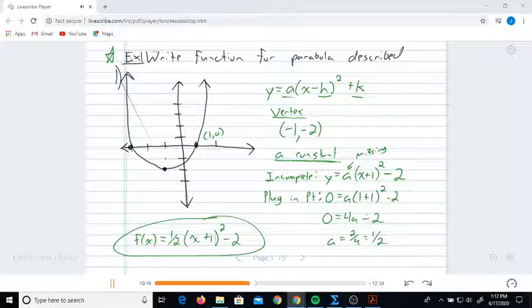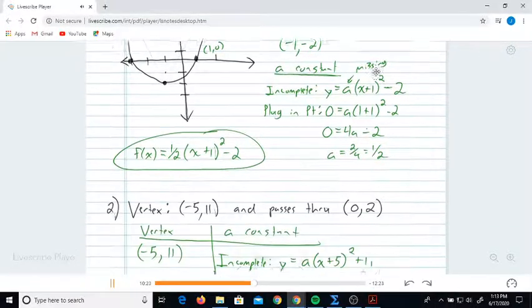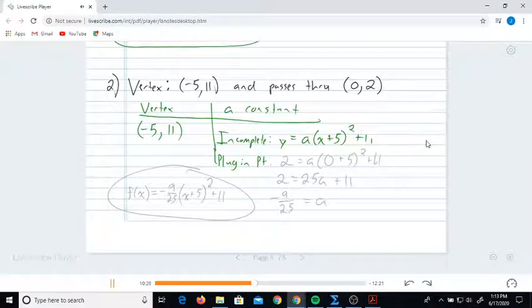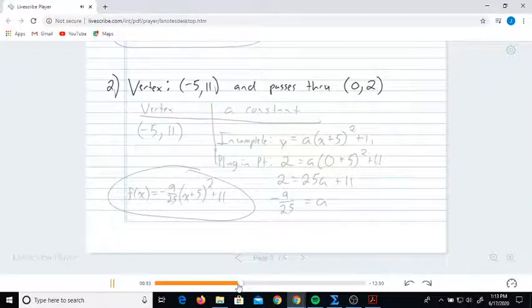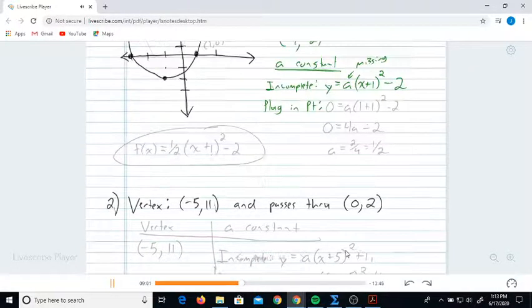It's incomplete because we're missing that a constant, so you go ahead and plug in a point. As long as it's not the vertex, it'll work. It says it passes through 0, 2, so we know the y value is 2 when the x value is 0. Plug in the vertex, that x coordinate is going to zero out the first term. We don't want that. So plug in any point on.